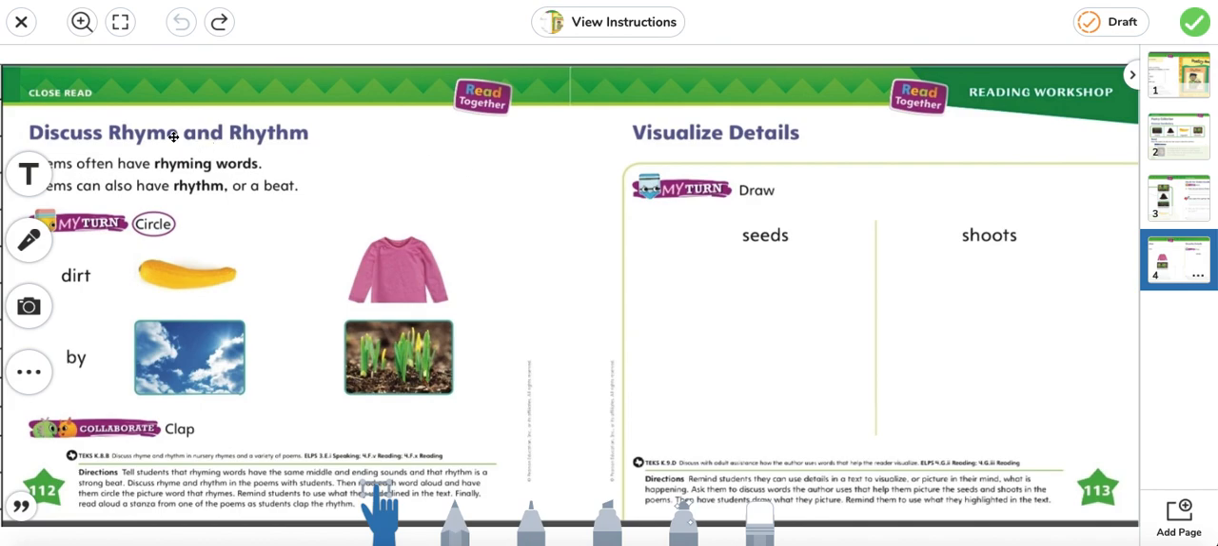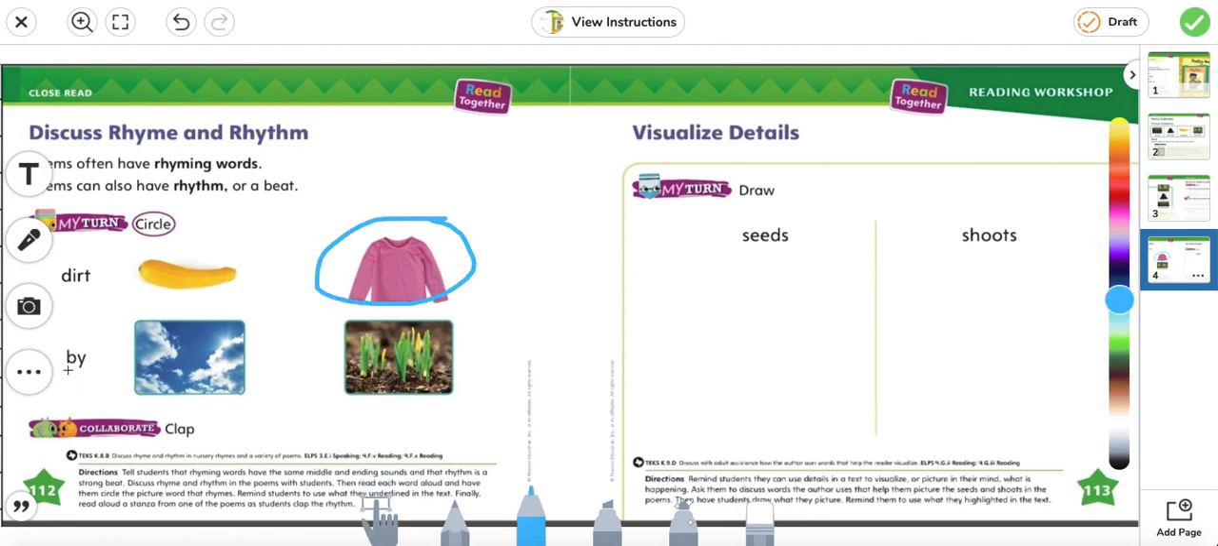Okay, so we're going to go ahead and discuss rhyme and rhythm. Remember, poems often have rhyming words. Poems can also have rhythm or a beat. So we're going to go ahead and circle the pictures that rhyme with the word. So here we have the word dirt. Squash and shirt. Which of these rhymes with dirt? Dirt, shirt.